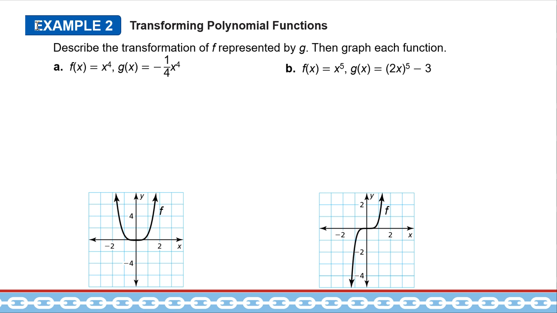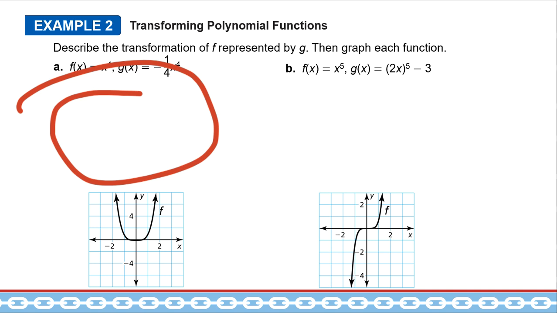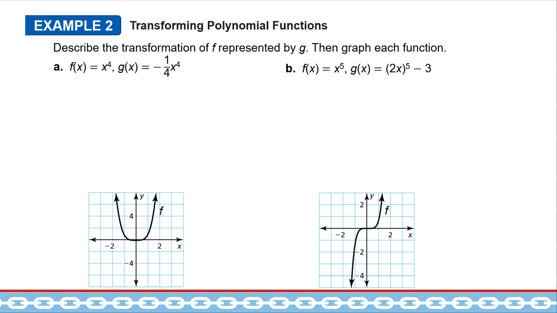I'm running this video off my computer and not the board, so I'm not going to write all of this down for you, but your answer here would be shrink by a factor of 1/4 and flip across the x-axis, right? So we see that our graph would look something like this. It's more stretched out and it's flipped across.